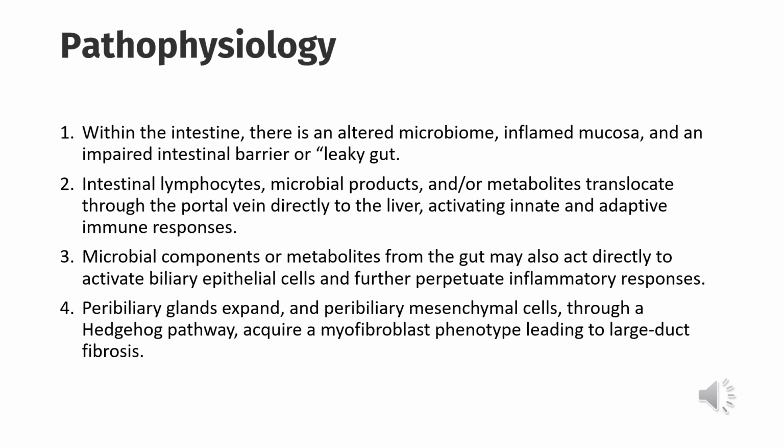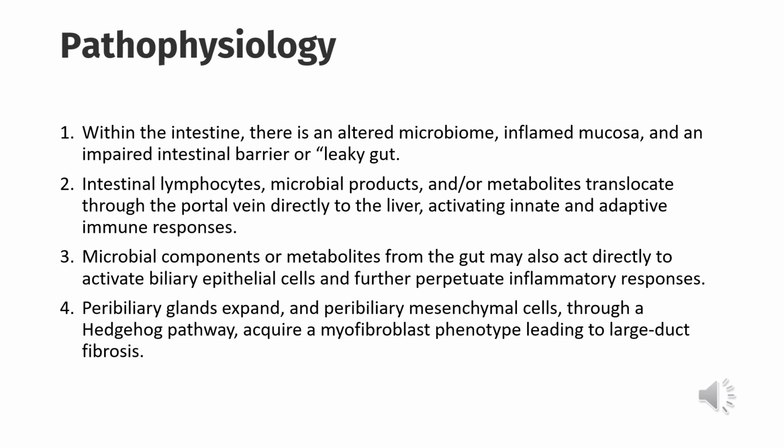So let's review the pathophysiology of PSC. So the suggested theories are as follows. Within the intestine, it all starts in the gut. There is an altered microbiome causing inflamed mucosa and impairment of the intestinal barrier, causing leakage. And then the intestinal lymphocytes or the microbial products or the metabolites translocate through the portal vein to the liver, activating immune responses.